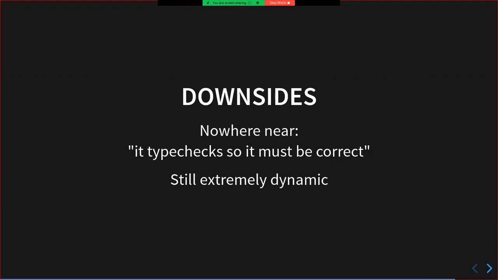The downsides are that this partially annotated master code base is still full of the very gradual any types everywhere. So it's extremely runtime dynamic checks. It's nowhere near the sort of arrogant Haskell kind of "it type checks, so it must be correct." We are absolutely nowhere near that.